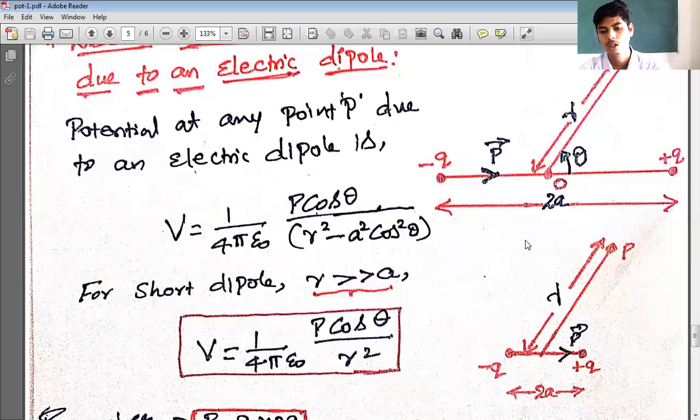At this point of time, you just remember the formula for potential at any point due to a dipole.